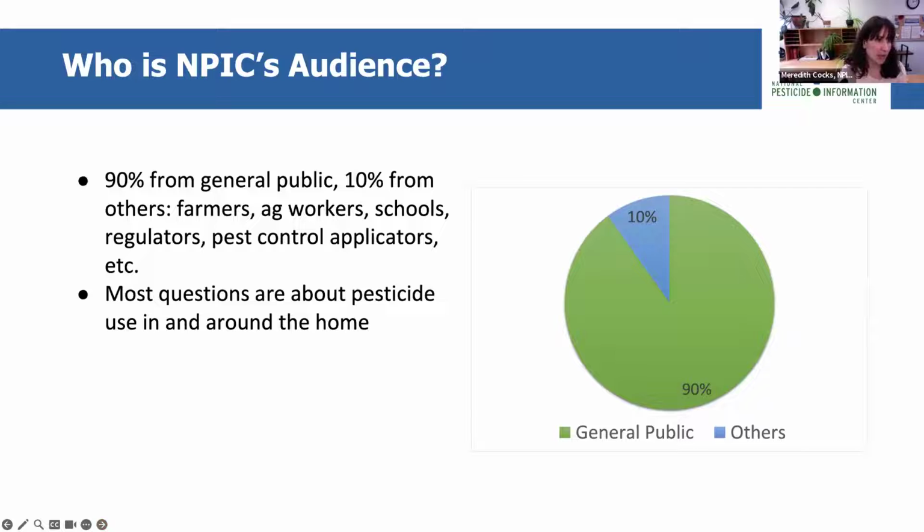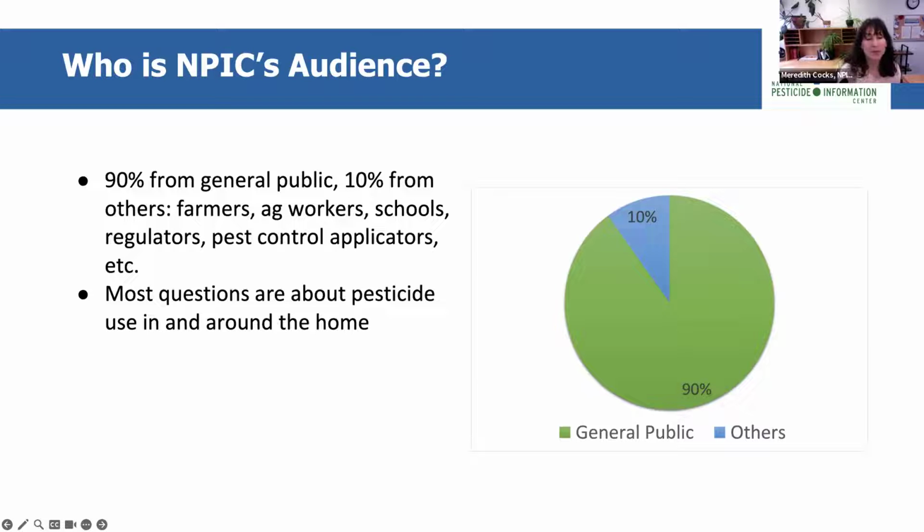And so who is NPIC's audience? Our database consists of all the inquiries placed to NPIC by phone or email. So understanding our audience can give you a good idea of the kind of inquiries that we have in our database. And the majority of NPIC callers year after year tend to be from the general public. We have a pretty steady number, about 90% year after year seem to be calls from the general public. And by that, we mean someone that's calling on behalf of a problem in their day-to-day life.